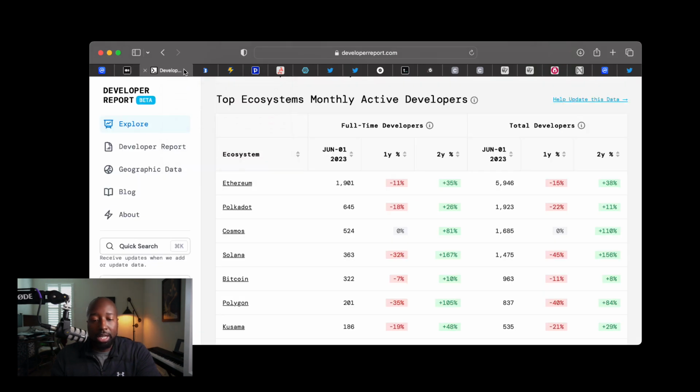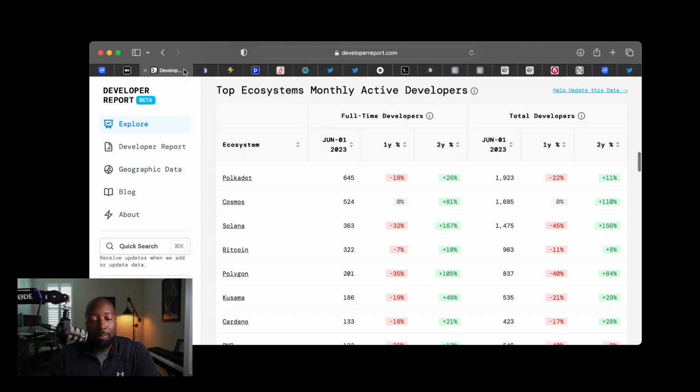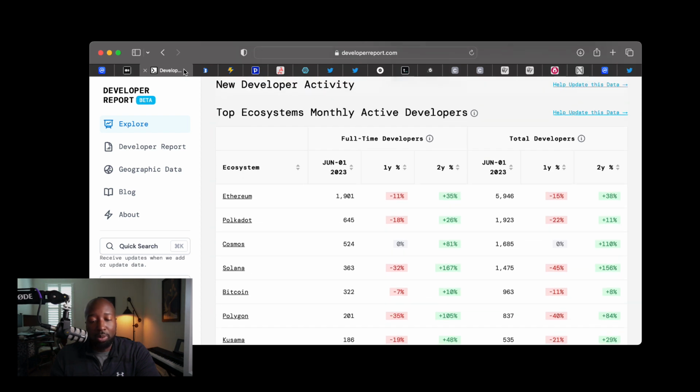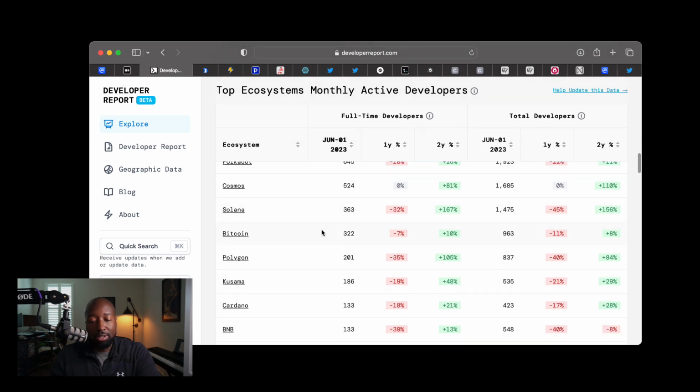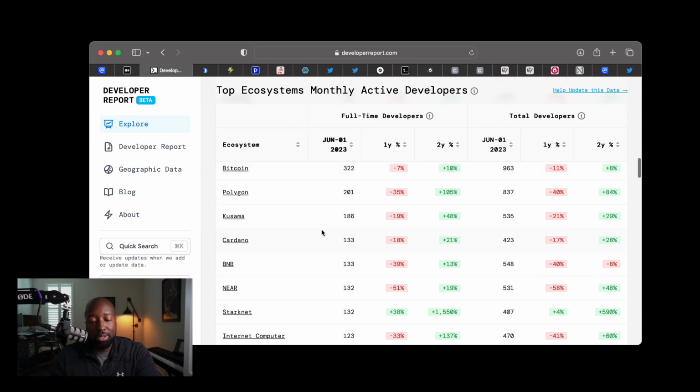Now, let's take a look at the top ecosystems with active developers. This is important, especially during a bear market: you want to see where the developers are going, where the innovation's going on a blockchain. With no doubt, we know that ETH would be number one. And then surprisingly, under that is Polkadot. This is full-time developers as of June 1st, 2023. Cosmos right under there, Solana 363. Where is Nier? And you see Nier right there at 132.